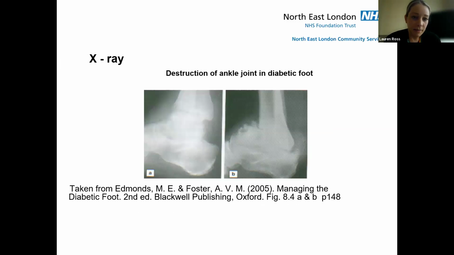So here is an X-ray of a Charcot. You can just see there's no clear definition in the joint lines. You've got that real fuzzy appearance around all those joints. It's just indicating how much bony activity is going on within that X-ray there.